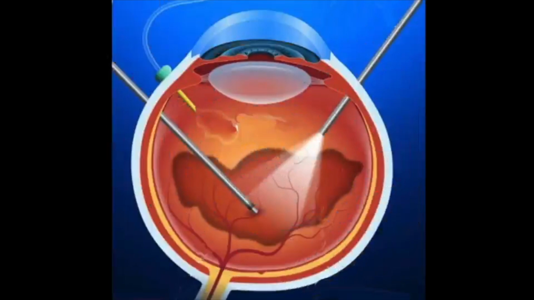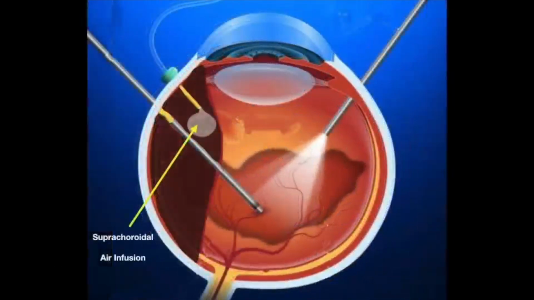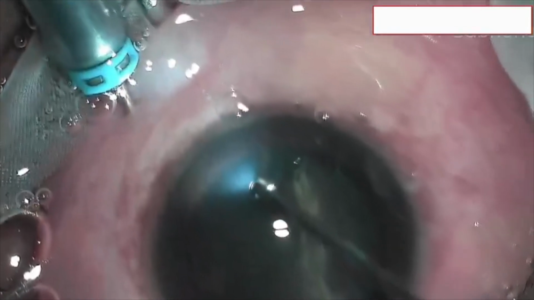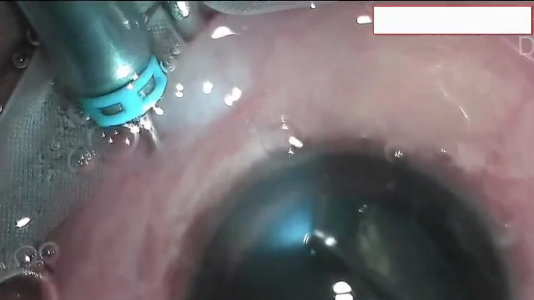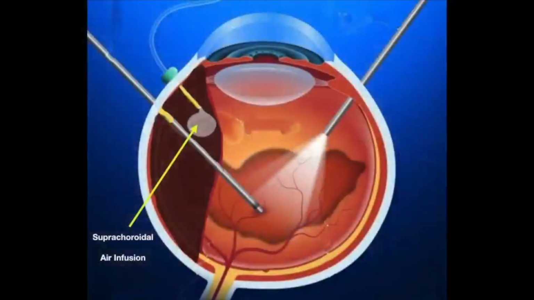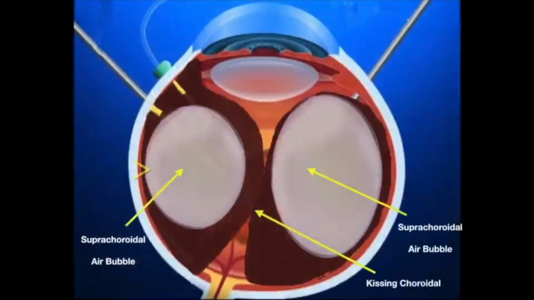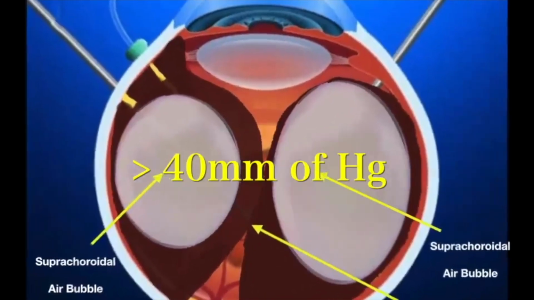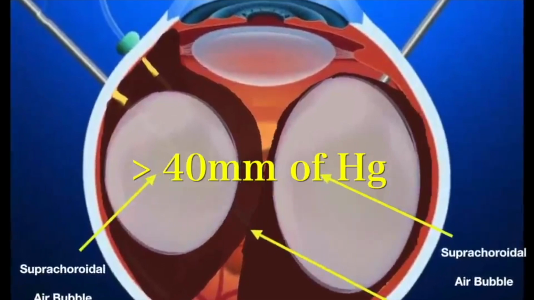Rarely, air can accidentally go inside the suprachoroidal space and result in a sudden increase in volume of the suprachoroidal space all around. This can ultimately lead to kissing choroidal detachment. It may happen due to accidental slippage of a non-sutured infusion cannula tip inside the suprachoroidal space. If the air infusion is high enough, especially 40 mmHg or more, it can cause a tear in a vortex vein.